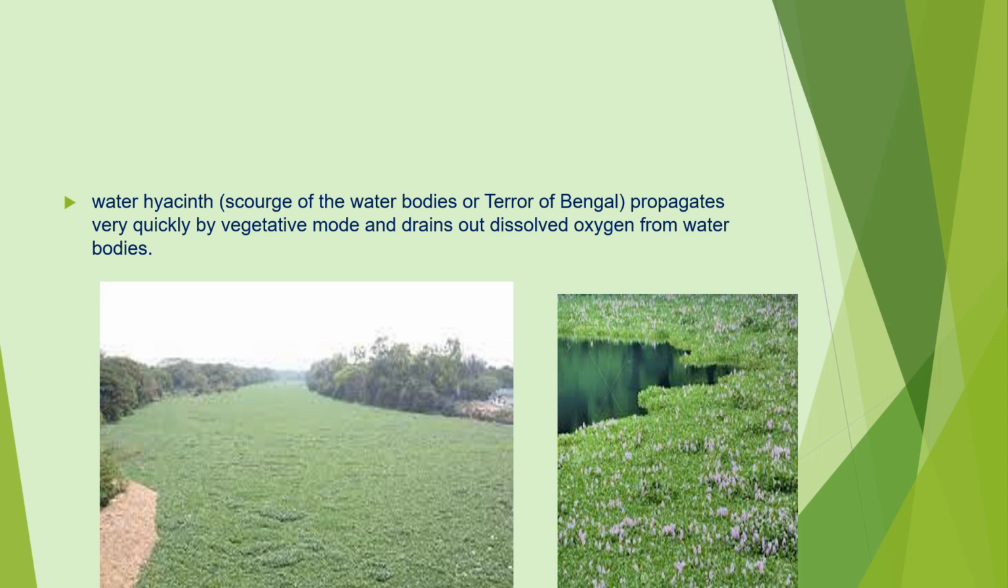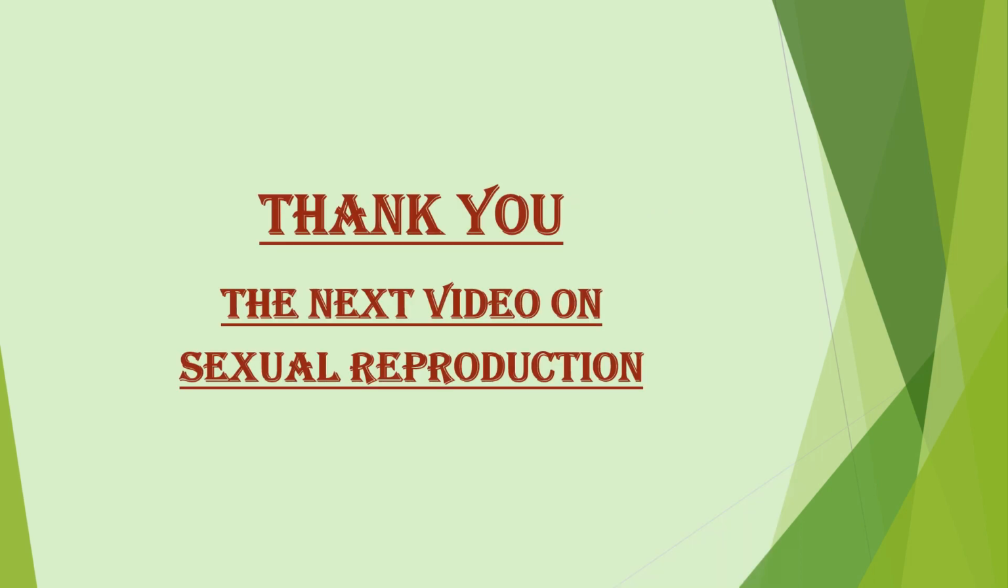It grows vegetatively. Abundant, huge growth is there, and it covers the whole lake, you can see in this picture, it has covered the whole lake. And this whole lake, the oxygen supply of the whole lake will be cut. So this is all about asexual methods of reproduction.